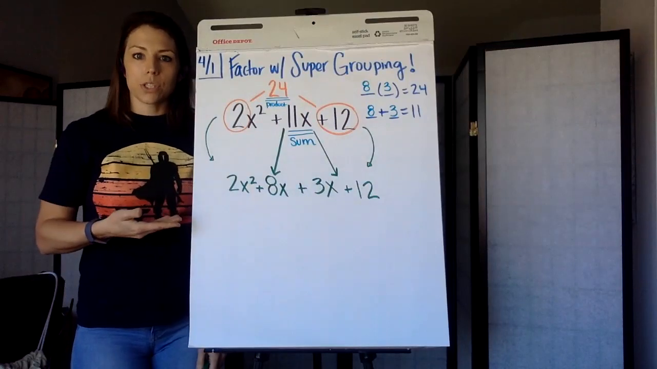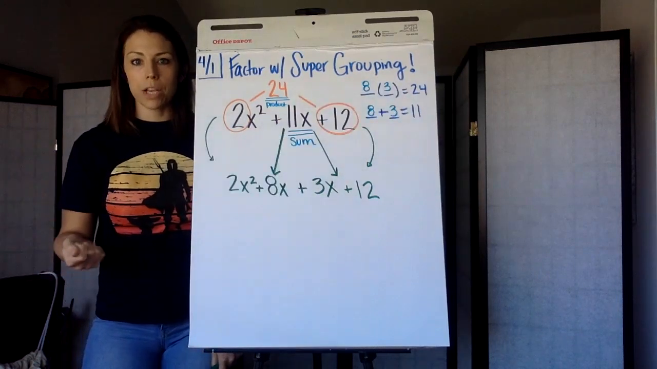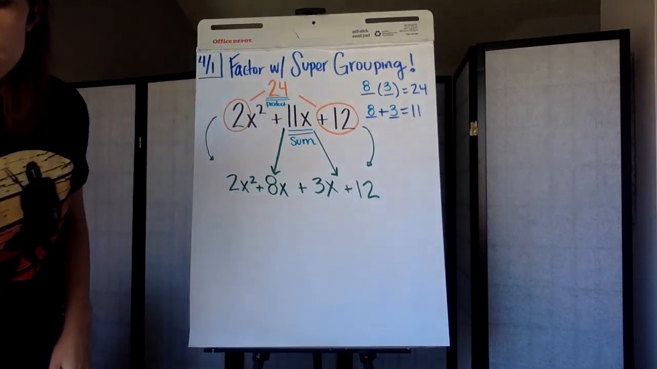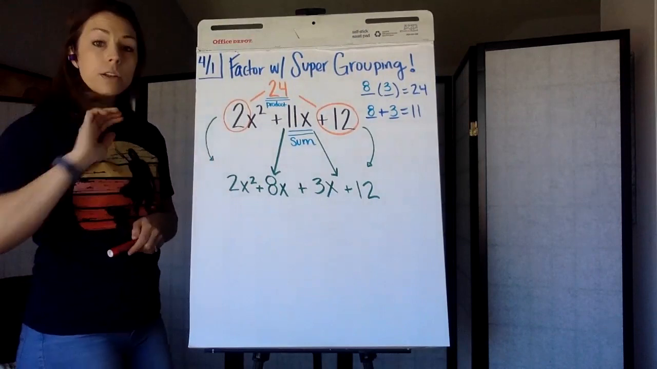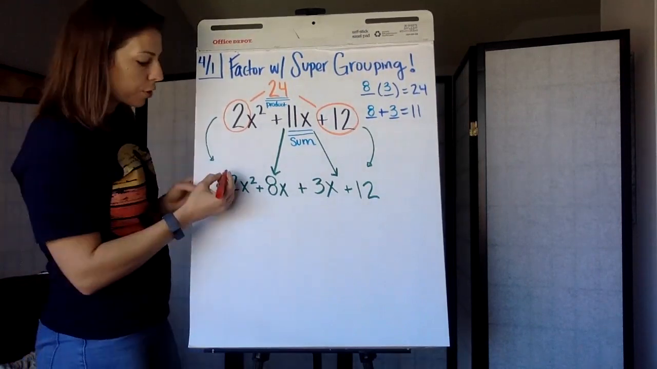Well, what does this allow us to do now? It allows us to group, because we can only do factor by grouping if we have a 4-termed polynomial. So here we go. Step 1, put it into groups. Well, notice that it is addition here, so I can just go ahead and put my groups in right away.